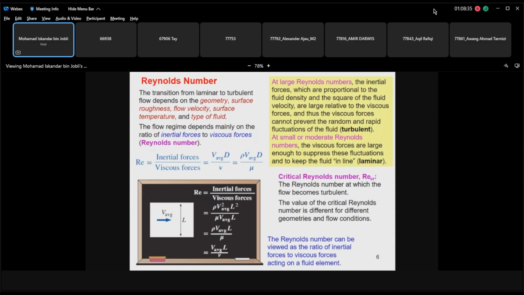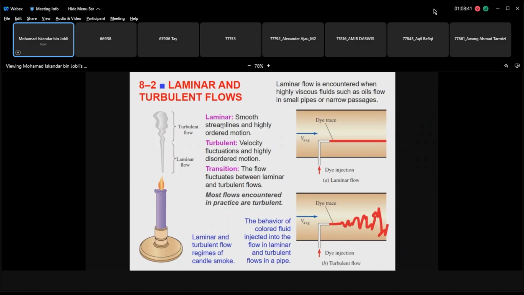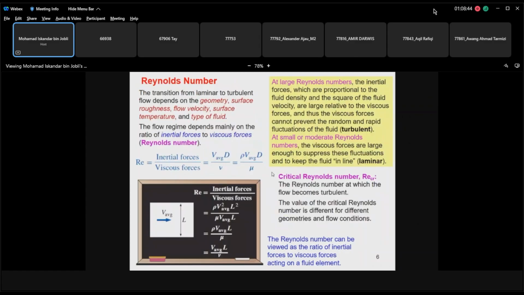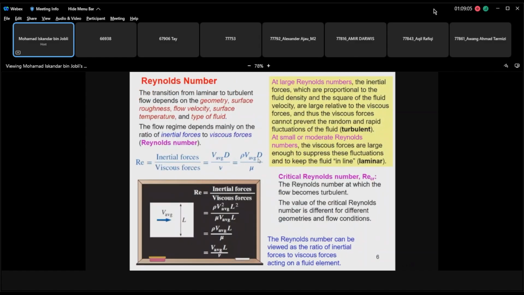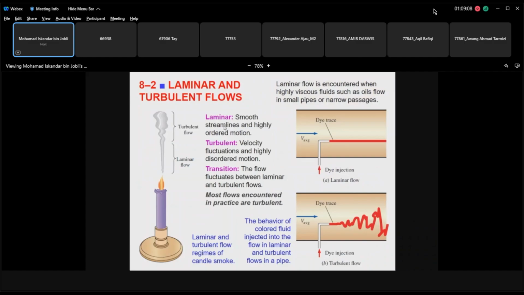Somebody asked me, what is Reynolds number for? Reynolds number is to determine whether it's laminar, turbulent, or transition. That is the usage of Reynolds number, right? If you ask me what is the use of this Reynolds number, it is actually to determine whether the flow is laminar, turbulent, or transition. And that is it. I repeat, Reynolds number is used to determine whether the flow is laminar, turbulent, or transition. Nothing more, nothing less.